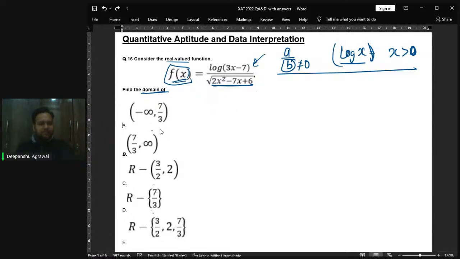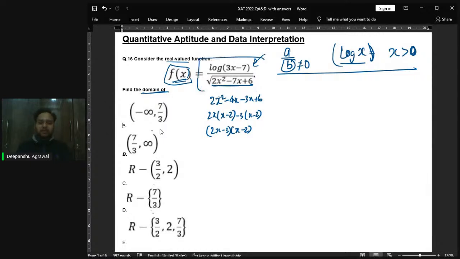Let's factorize it. So this would be 6 into 2, 12. We can write it as 2x square minus 4x minus 3x plus 6. So 2x is common. This would be x minus 2. Minus 3 is common. This would be x minus 2. So this would be 2x minus 3 into x minus 2. Yeah, so I was right. Okay, so 2x minus 3 into x minus 2 is the value that we are getting in the denominator, right?